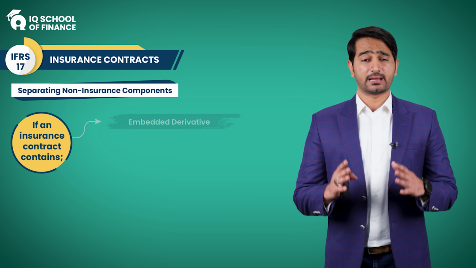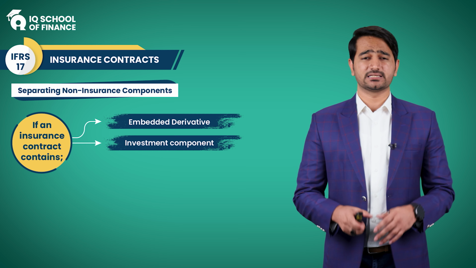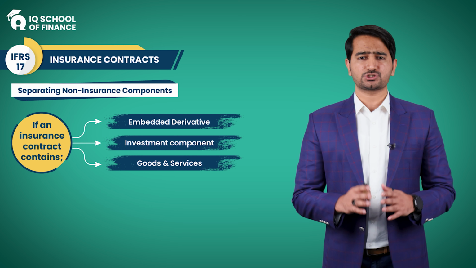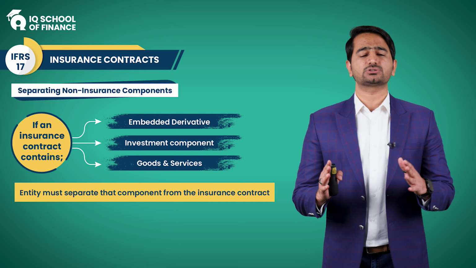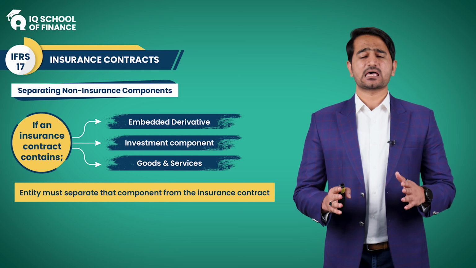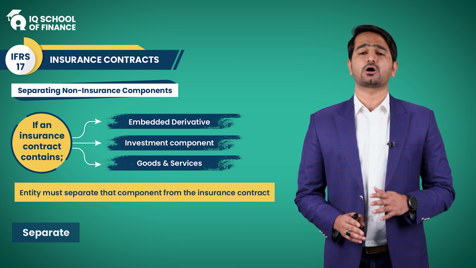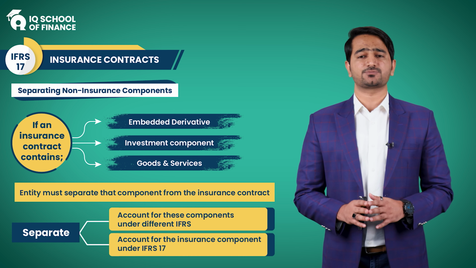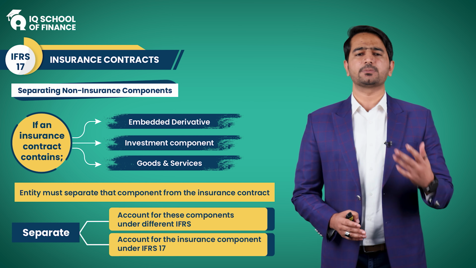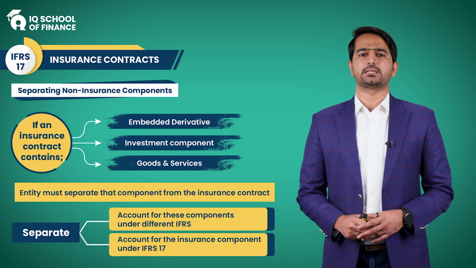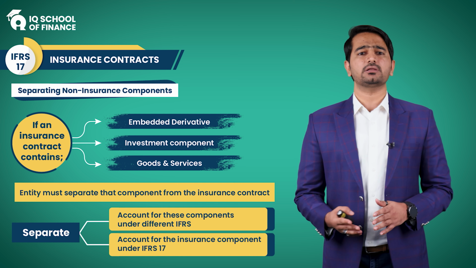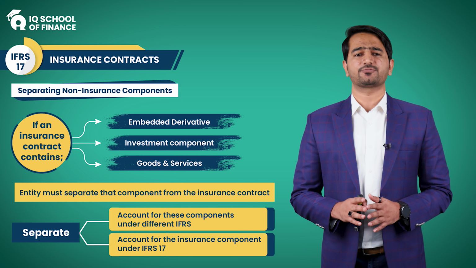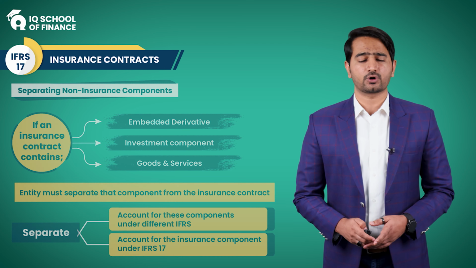These extra elements could be an embedded derivative, an investment component, or distinct goods or services. The crucial point here is that if any of these three components are part of an insurance contract, the entity must separate those components from the main insurance contract. Separate essentially means that the separated component will be accounted for under a different accounting standard and not under IFRS 17. This requires us to exclude the cash flows associated with that component from the contract, and the remaining contract will be accounted for under IFRS 17. The specific standard applied to the non-insurance component depends on what component it is. Typically, you would apply either IFRS 9 for financial instruments or IFRS 15 for revenue from contracts with customers.